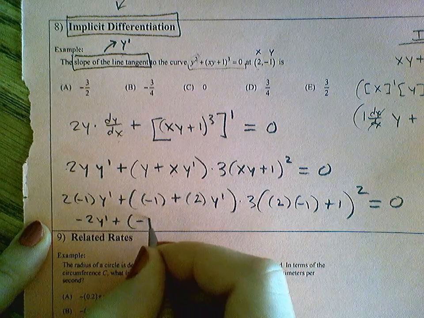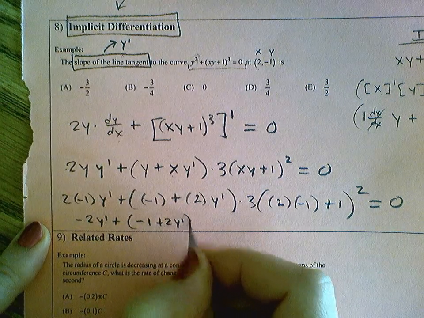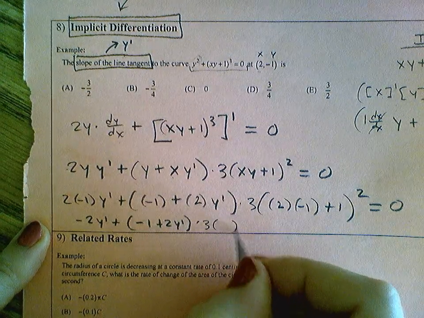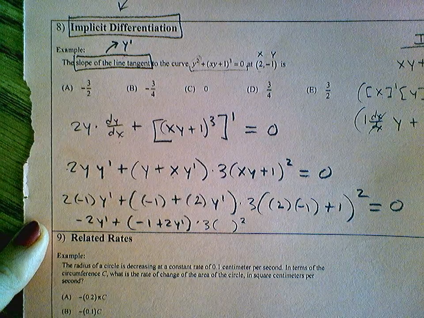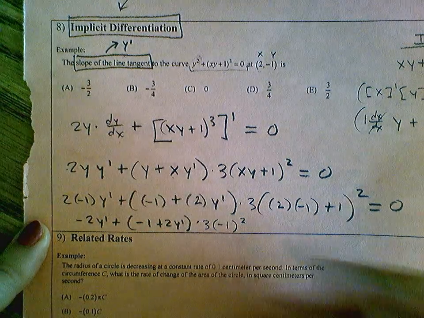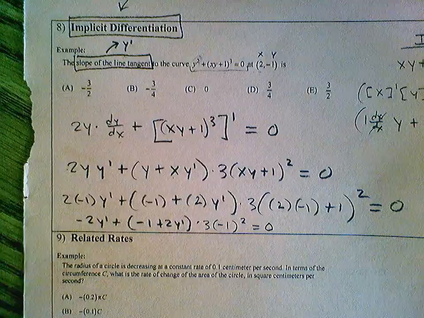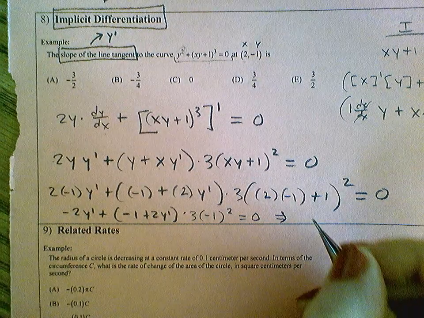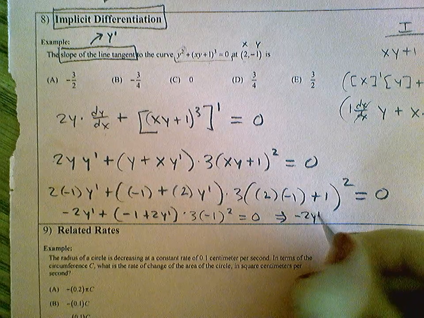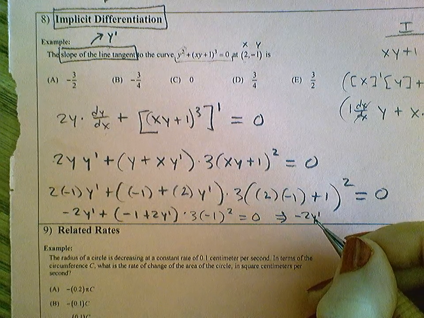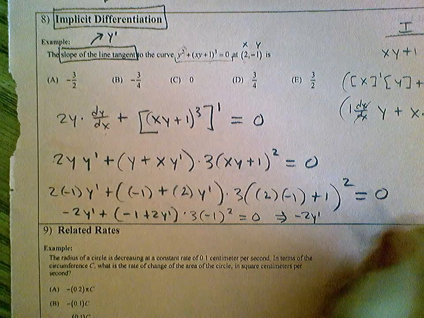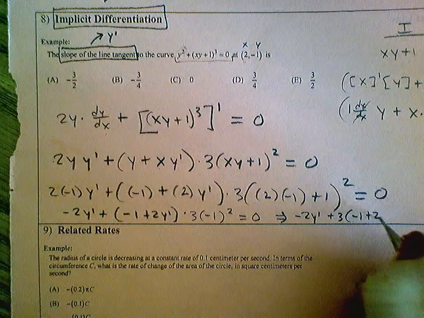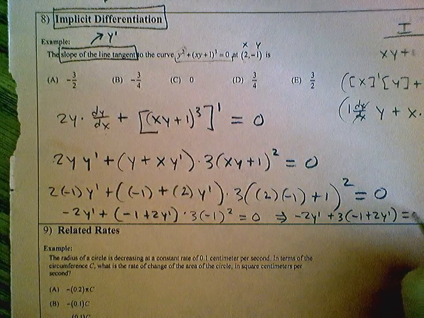Okay, so I'm kind of running out of room, but this is -2y prime plus, this is -1 plus 2y prime, and then this is times 3, and then in the parentheses is -2 plus 1, so that's -1, equals 0. So this is -2y prime plus 3(-1 plus 2y prime) equals 0.